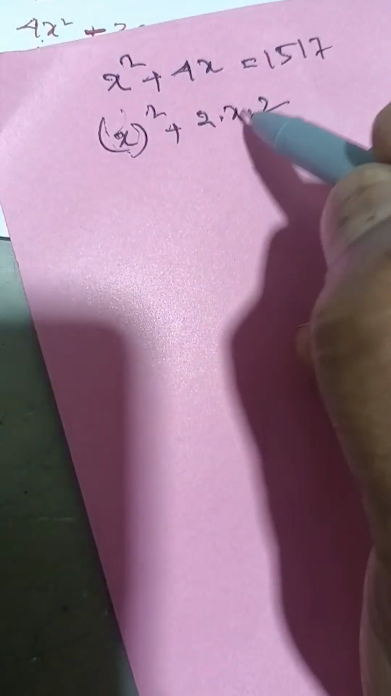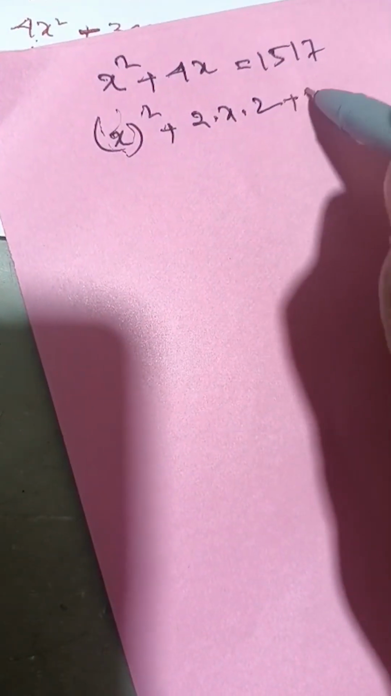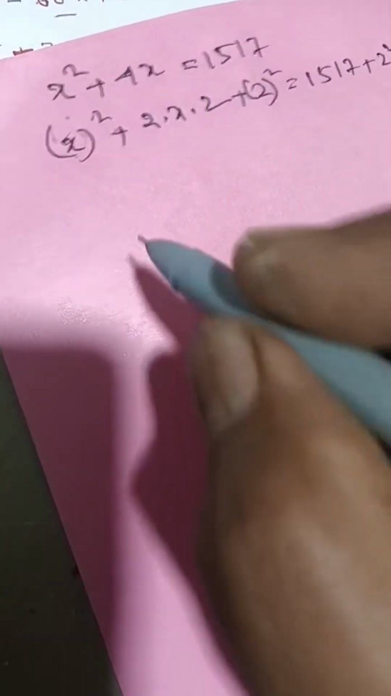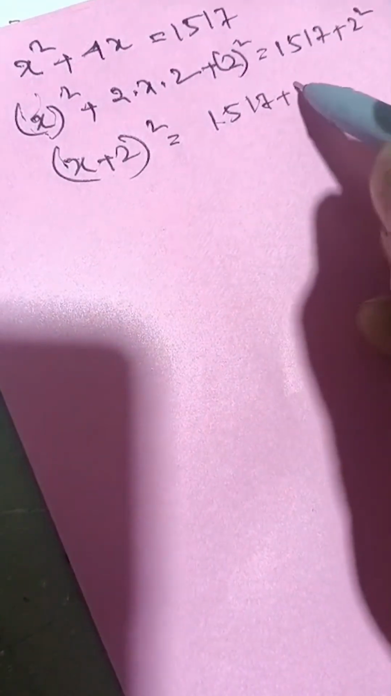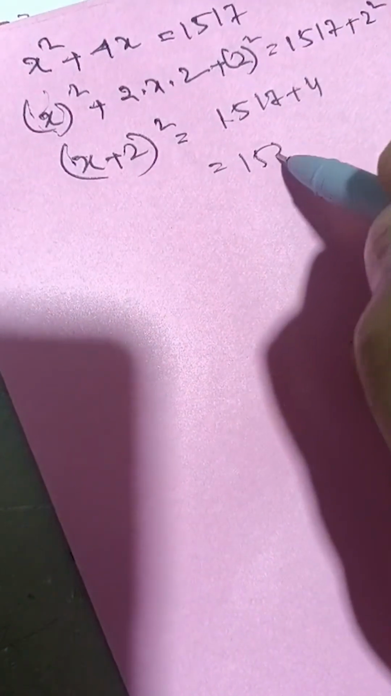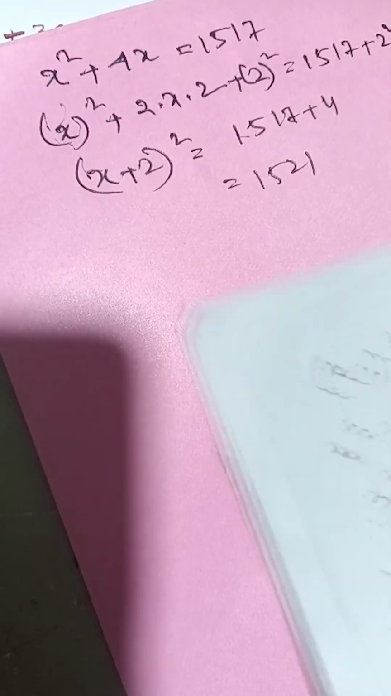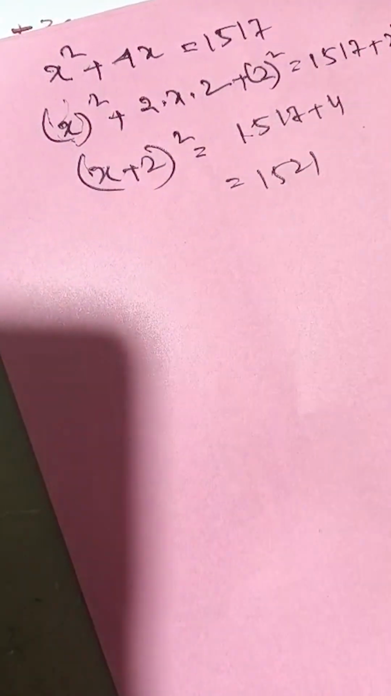So you see, we can write it as a square plus 2 into a into b. So you see we have got x plus b whole square, where b square will be 2 square, equal to 1517 plus 2 square, because we have written 2 square extra on this side. That's why we have written 2 square on this side also. Therefore it can be written as x plus 2 whole square equal to 1517 plus 4. That will be 1521. Let me see whether the square root of 1521 can be calculated or not.